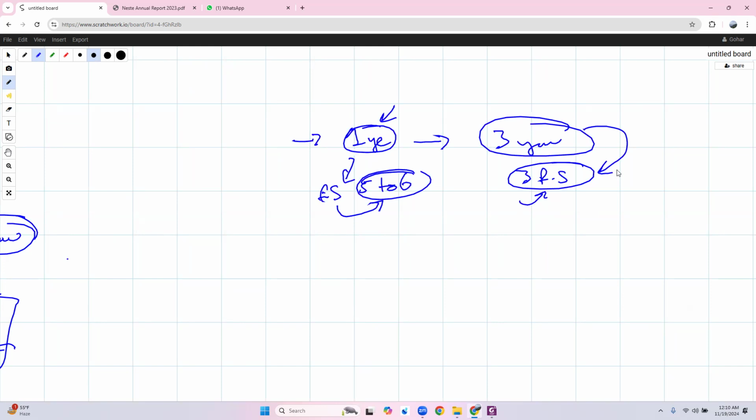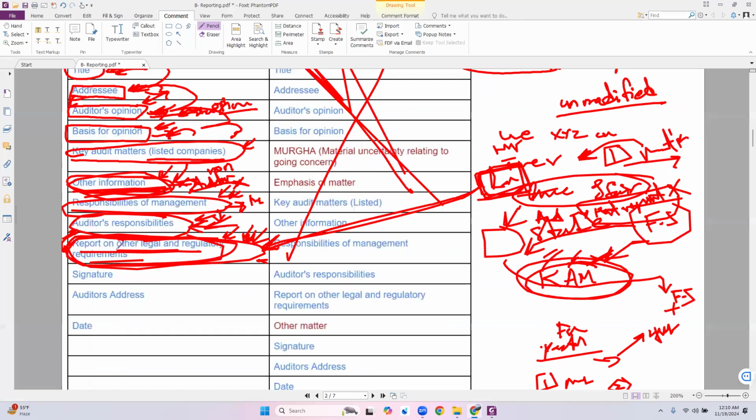Okay, let's come back. The next thing that the auditor includes is his signature. A very, very important thing. Do I need to provide an explanation, like what is a signature? Just a signature like this. That's it. Then the auditor's address, the address of his office, and then the date.